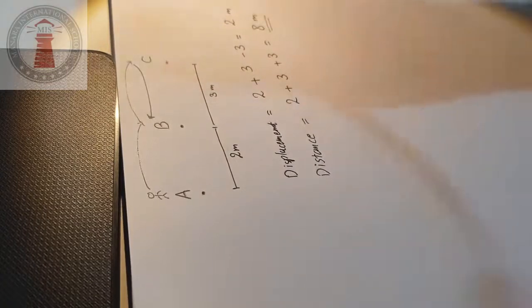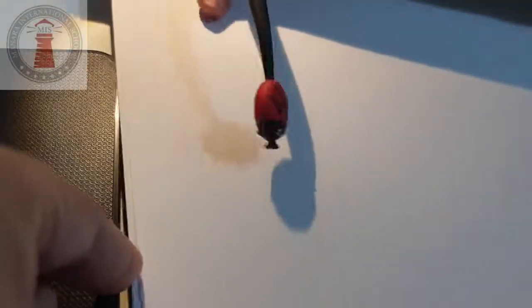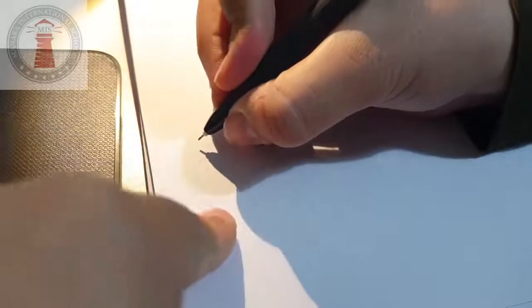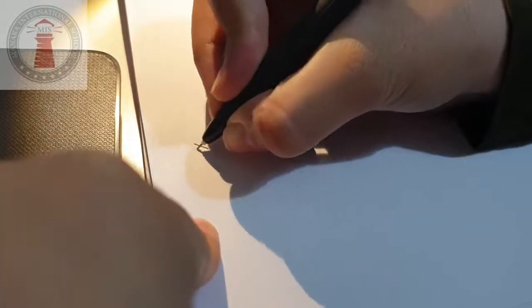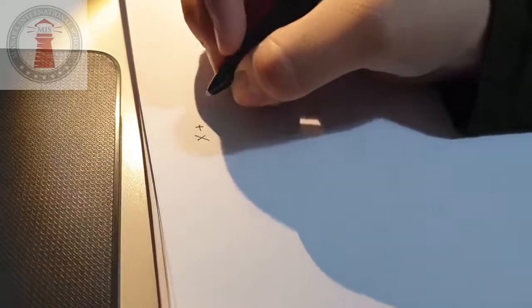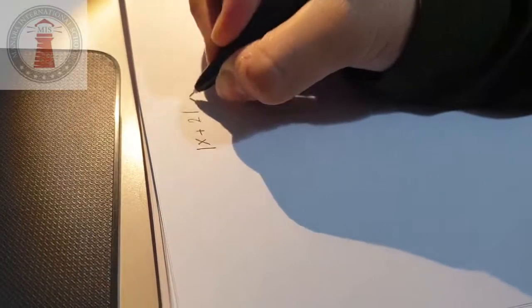Okay, so let's have an example of how to use these meanings and these properties in solving equations. Here's a simple example. We have the absolute value of x plus 2 equals 5. Now how can we find the value of x? How can we solve for x in this case?